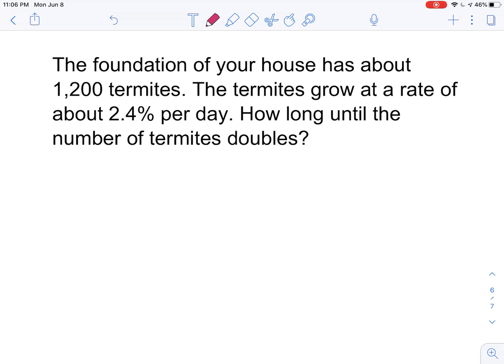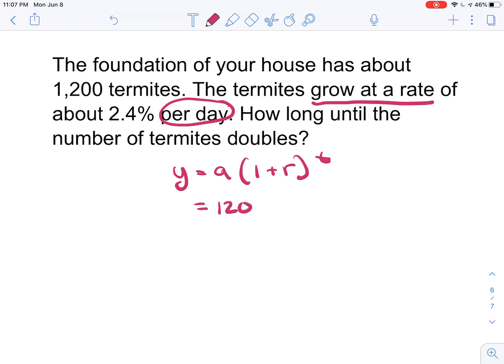So what about this question? The foundation of your house has about 1,200 termites. The termites grow at a rate of about 2.4% per day. How long until the number of termites doubles? Well, this is a very similar question, except this time the termites are growing, so that's going to be a plus. And the growth rate is per day, so that means my time is in days. But other than that, we can still use y equals a times 1 plus r to the t.